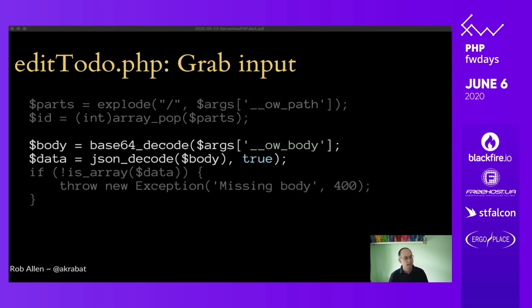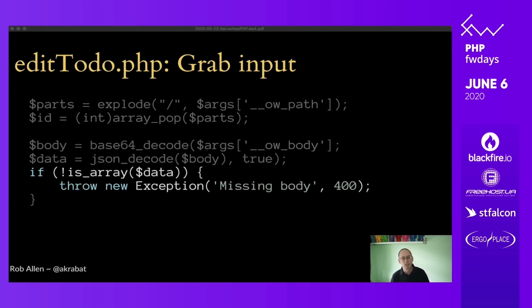OW body contains the body of the patch request in this case, or a post request if we're doing a post. It's going to be base64 encoded, so we'll need to decode it, and then we'll need to JSON decode it as well, because we actually want the data itself and we're expecting a JSON input. And obviously we're going to throw an exception if there's a problem. So if we don't have the right data, we're going to throw an exception. That will get caught by our error handler we wrote earlier. So that's how we handle input.